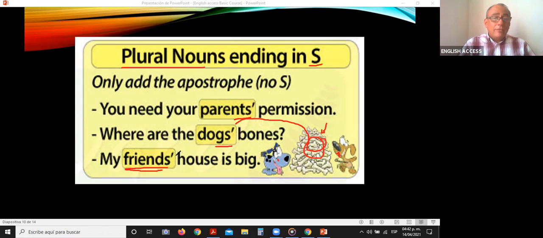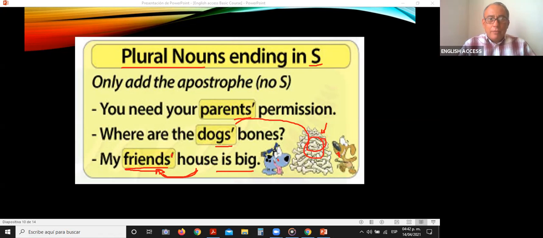So in this case, we add the apostrophe at the end of the noun to show that the house belongs to my friends. Maybe my friends are brothers and sisters, or two brothers, they live together. So the house of my friends is big. So the house, in this case, belongs to my friends.